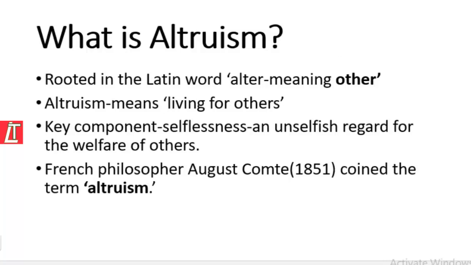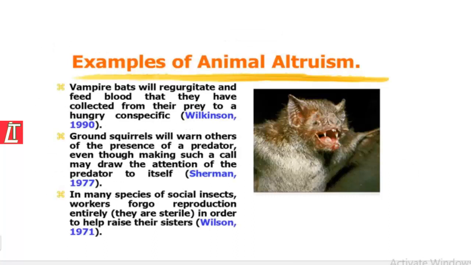What is altruism? Rooted in the Latin word alter, meaning other. Altruism means living for others. Key component: selflessness and unselfish regard for the welfare of others. French philosopher Auguste Comte coined the term altruism. Examples of animal altruism.